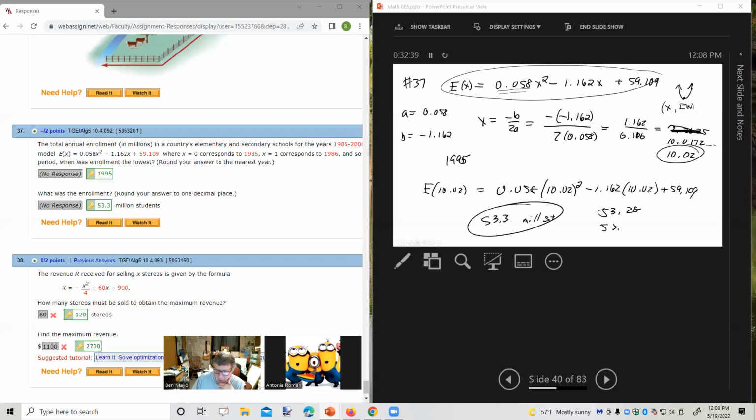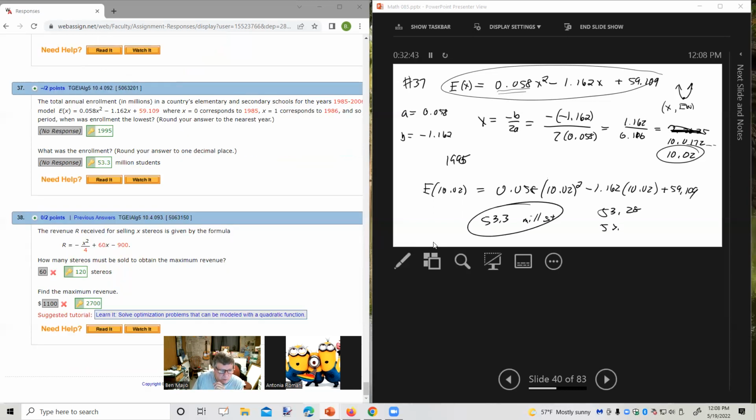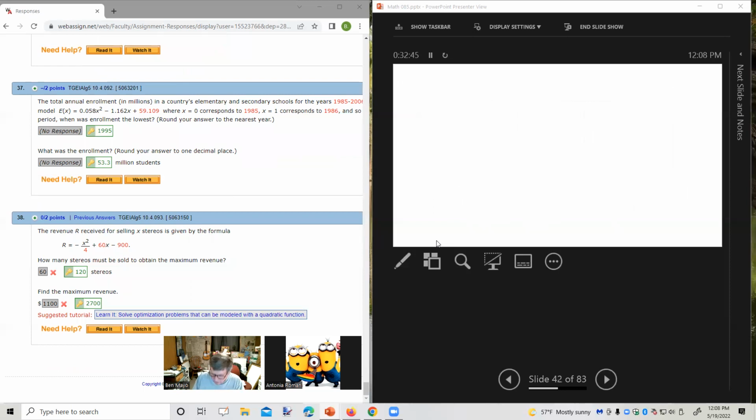All right, and let's take a look at 38. We good to go on? Yes. All right. The revenue received for selling stereos is given by the formula R equals negative X squared over 4 plus 60X minus 900. How many stereos must be sold to obtain the maximum revenue?